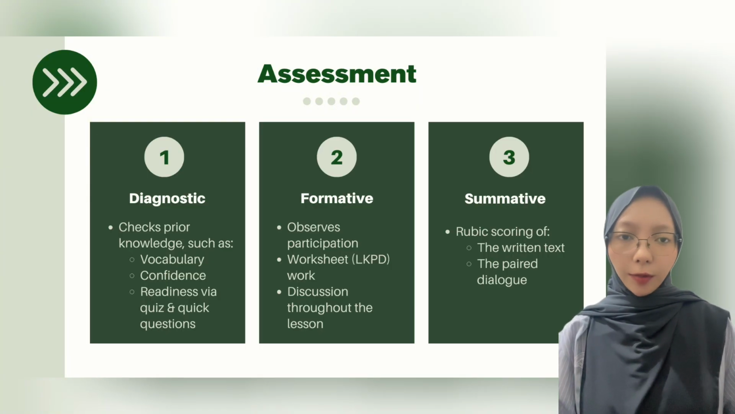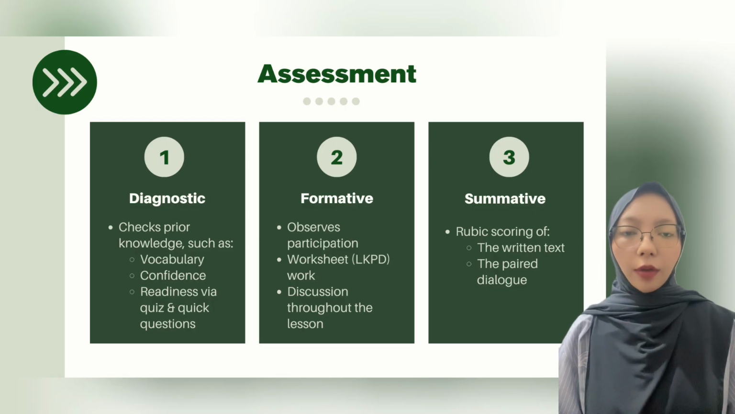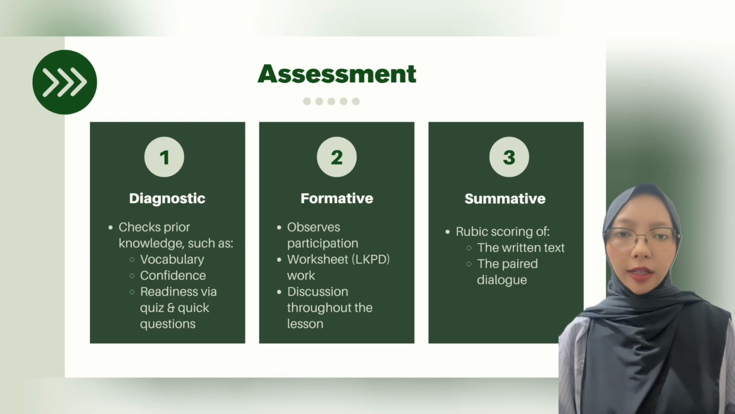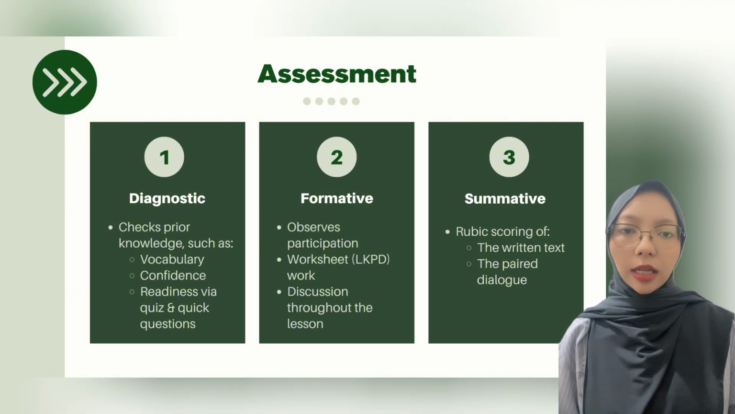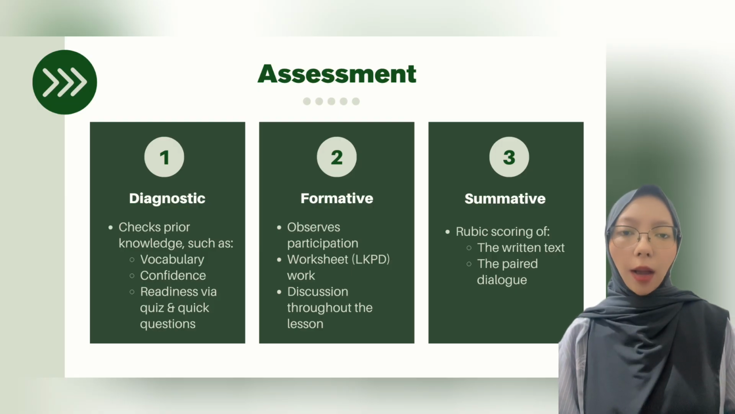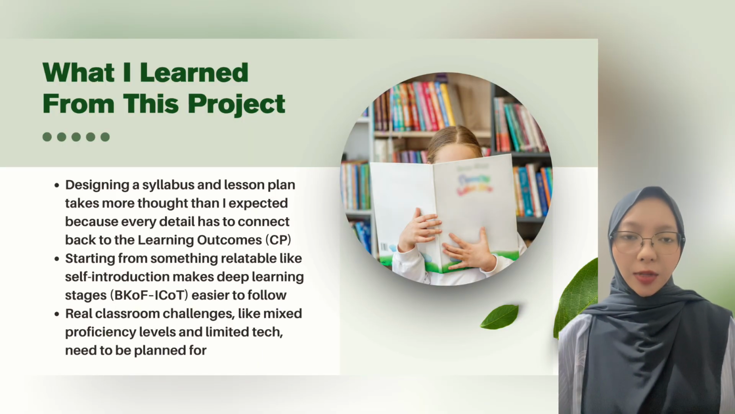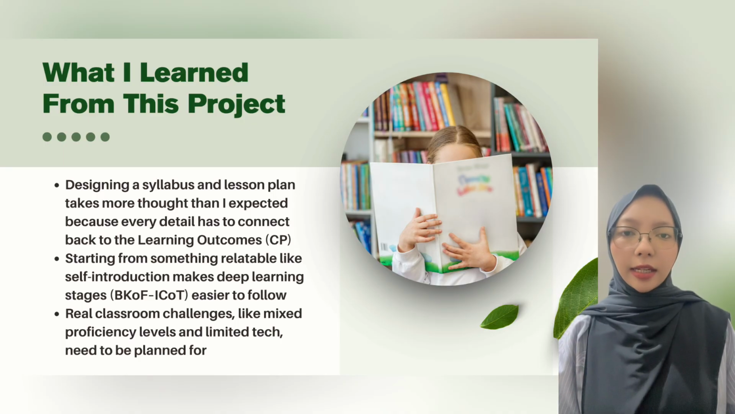So I checked their progress in 3 ways. First, diagnostic at the start. I check their vocabulary and readiness using a quick quiz. Next is formative. During the lesson, I observe their participation and how they work on their worksheets. And lastly, summative. At the end, I use a rubric to score their written text and their paired dialogue. And this brings me to part 3.